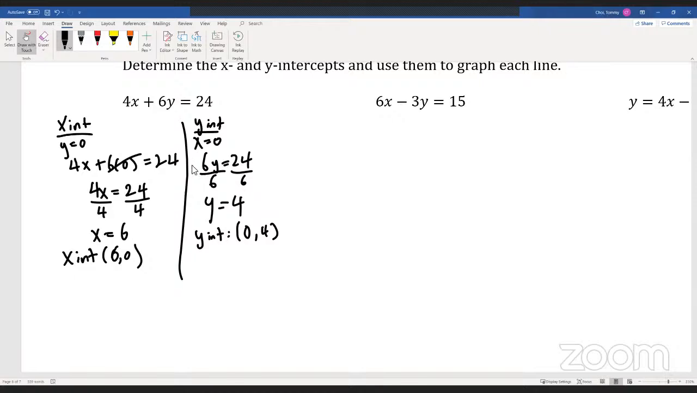Okay, so I've skipped a step here. Instead of plugging it in, I'm saying, oh, x is 0, so this whole part is gone. We're only left with this part of the equation. That's essentially what I'm saying here.